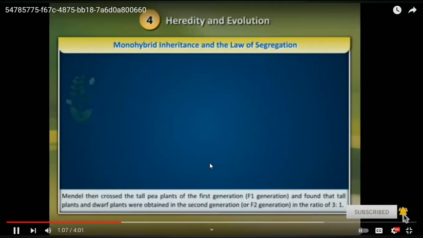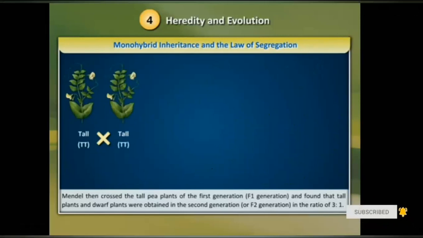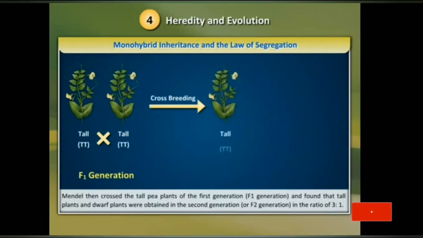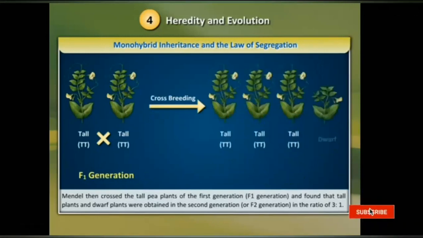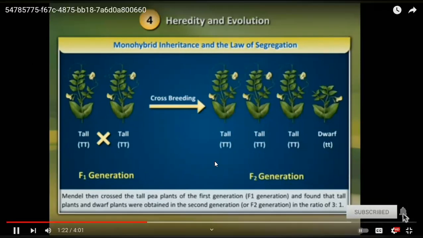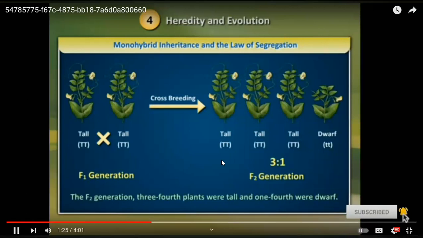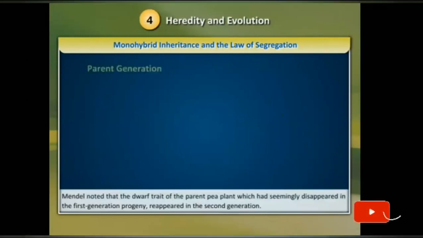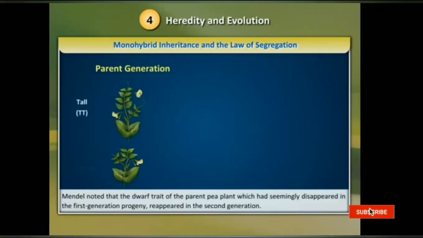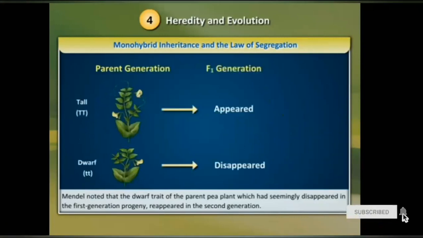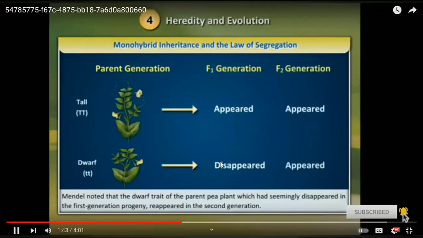Mendel then crossed the tall pea plants of the F1 generation and found that tall plants and dwarf plants were obtained in the second generation or F2 generation in the ratio of 3:1. In other words, in the F2 generation, 3/4 plants were tall and 1/4 were dwarf. Mendel noted that the dwarf trait of the parent pea plant, which had seemingly disappeared in the first generation progeny, reappeared in the second generation.